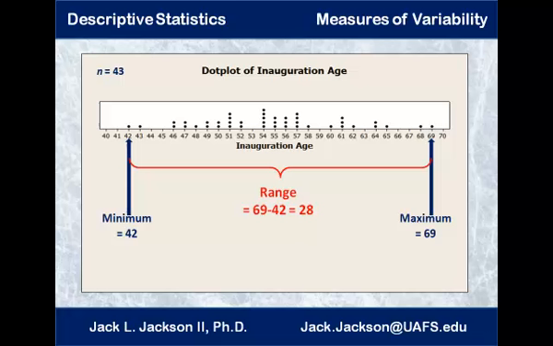As we look at the dot plot of our inauguration age data, we can see the range as the distance from the minimum to the maximum. 69 minus 42 equals 28, so the range is the single number 28. So there is a 28-year span from the youngest president to the oldest. By the way, the youngest was Teddy Roosevelt, and the oldest, Ronald Reagan.